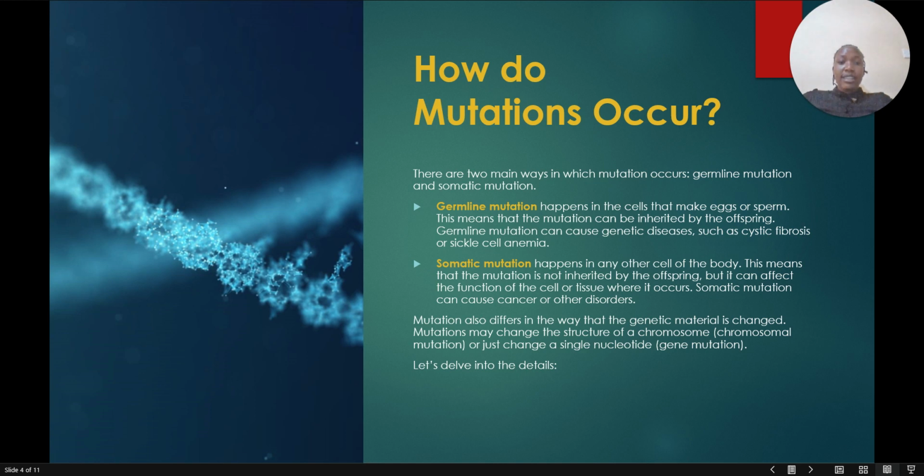Mutation also differs in the way that the genetic material is changed. Mutation may change the structure of a chromosome, which is chromosomal mutation, or just change a single nucleotide, which is gene mutation. Let's delve into the details.